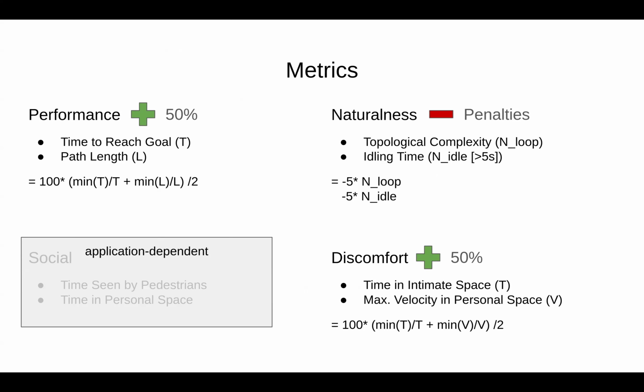And then the split was pretty clear. We have a 50-50 split between the pure performance metrics, very similar to the BARN challenge, and the human discomfort metrics, which are mostly based on time in intimate space and max velocity in intimate space of humans, with an additional penalty applied for unnatural movements, such as adding topological complexity by running loops, self-intersecting paths, or standing around idling for more than 5 seconds at a time.